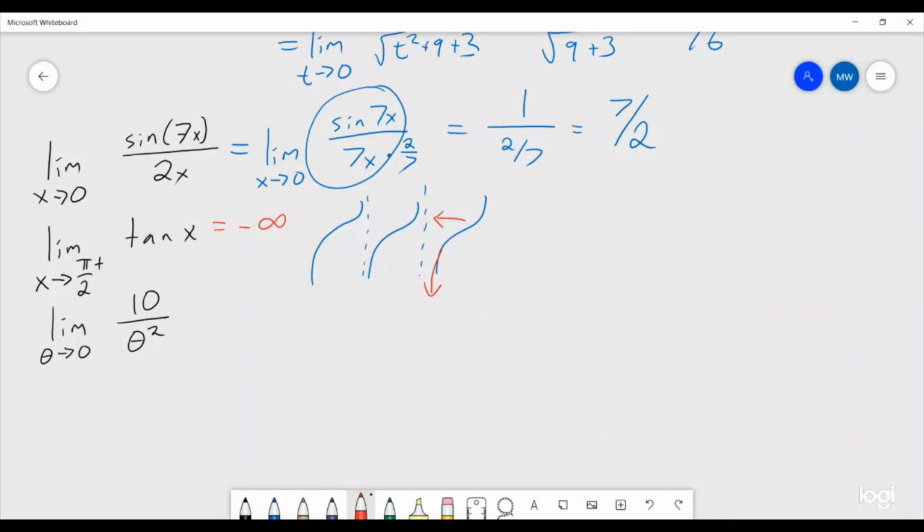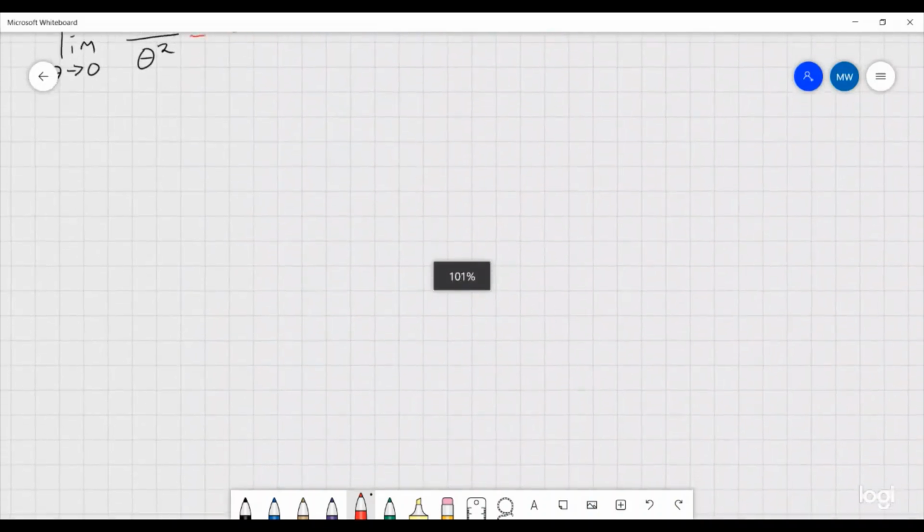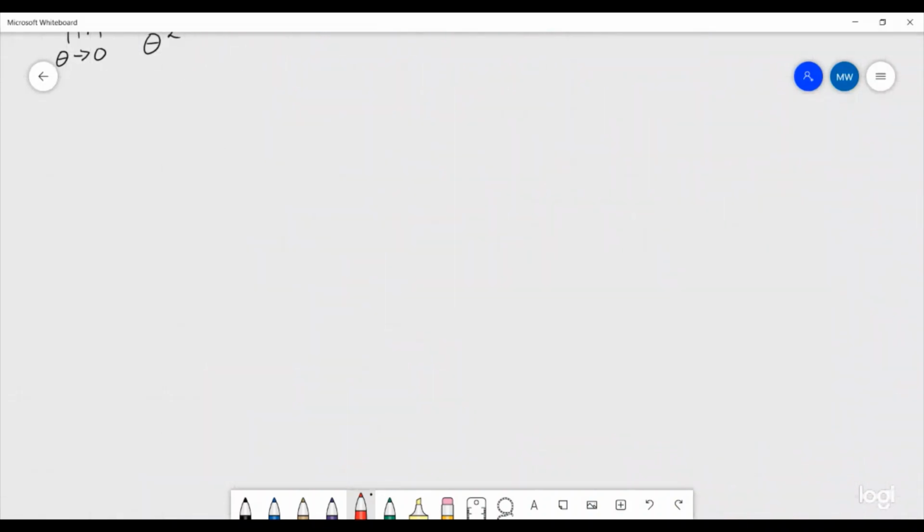And the limit as theta goes to 0 of 10 over theta squared. The bottom is getting really small but is always positive. The top is always positive, so this one goes to a positive infinity. If any of these didn't make sense, go back and study these a little bit more. Okay, so now that we have these, let's do some more limit problem stuff.